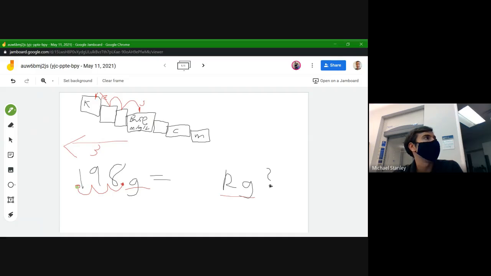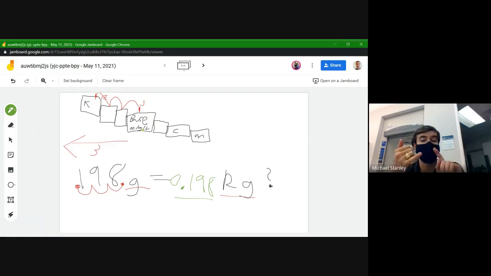So when we put the decimal all the way in front, all it means is that now we have 0.198 kilograms. Or you could also do 0.198. It's the same thing. But yes, exactly. 198 grams is the same thing as 0.198 kilograms.